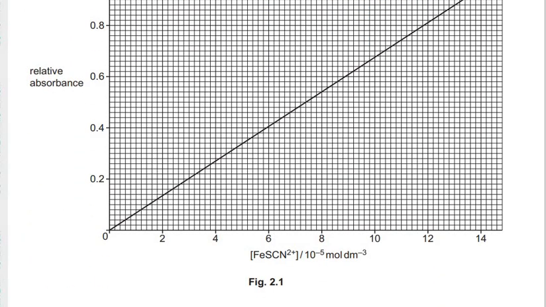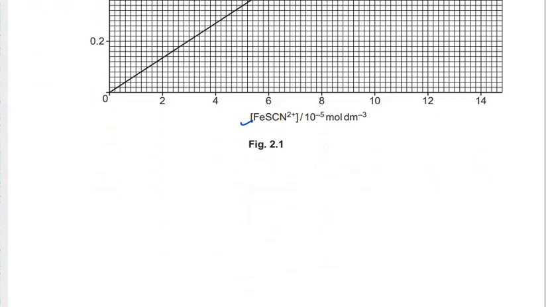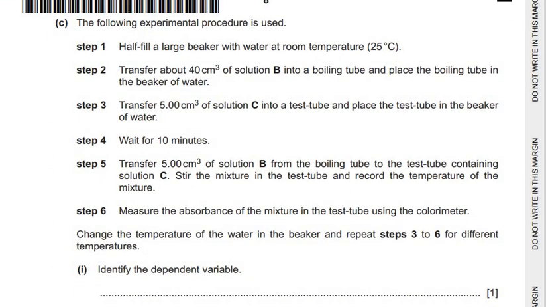Here is the calibration graph of relative absorbance against the concentration of the FeSCN solution in moles per dm cube. The next part: the following experimental procedure is used. Half fill a large beaker with water at room temperature. Transfer about 40 centimeter cube of solution B into a boiling tube and place the boiling tube in the beaker of water. So we are placing the boiling tube carrying solution B into the beaker carrying the water at room temperature.